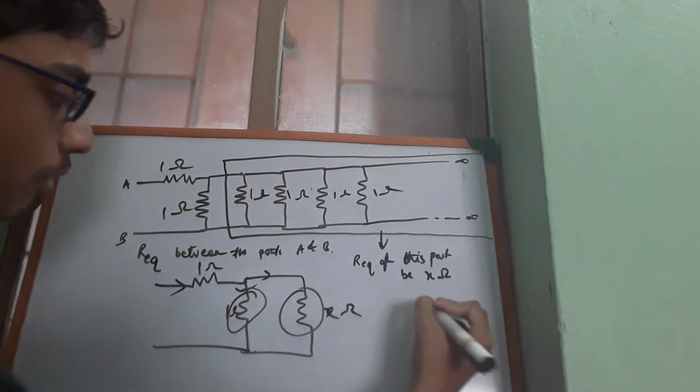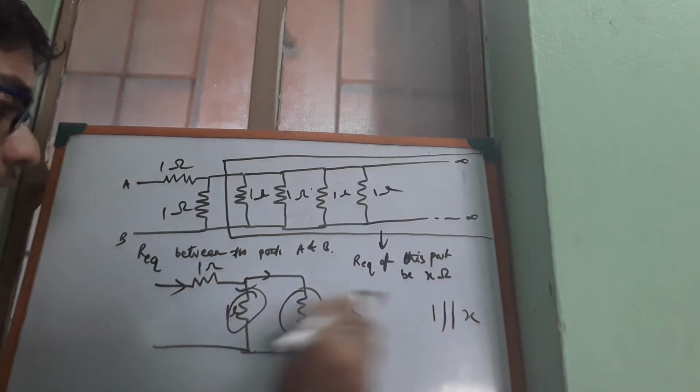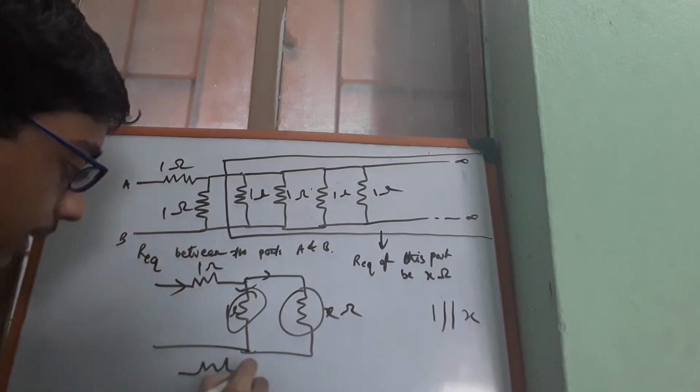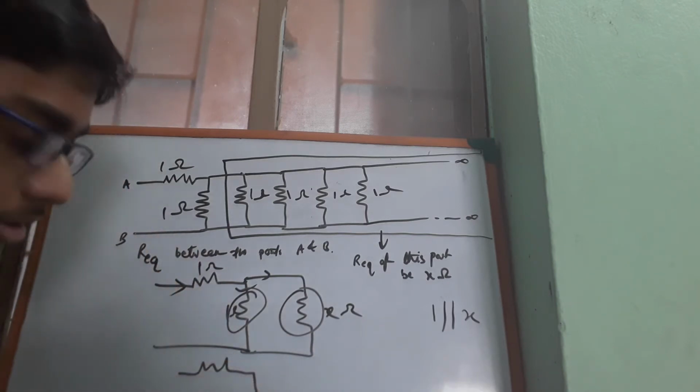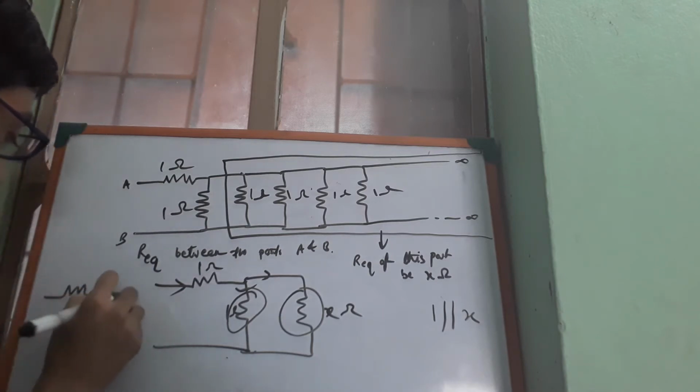So first of all, we have to find 1 parallel to x, and then this is in series with this. Suppose we find 1 parallel to x, and suppose we find the equivalent resistance to be y. That means our next circuit will be like this. Okay, you can't see this, right? So that means our next circuit will be like this.